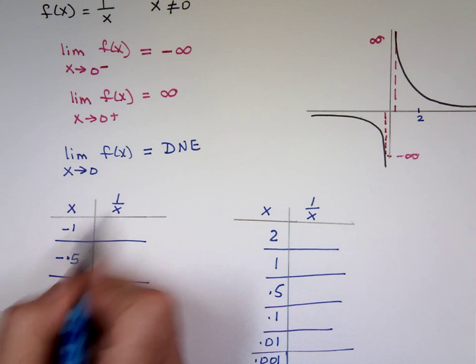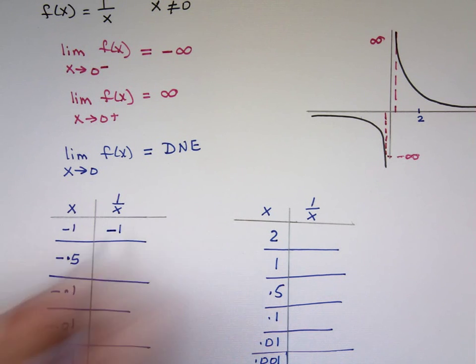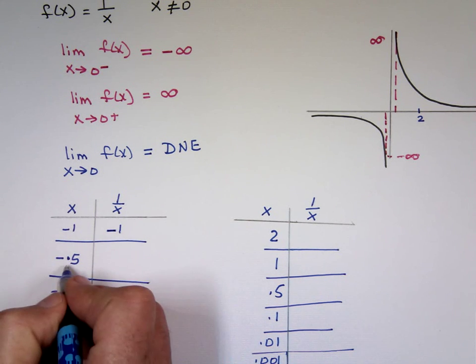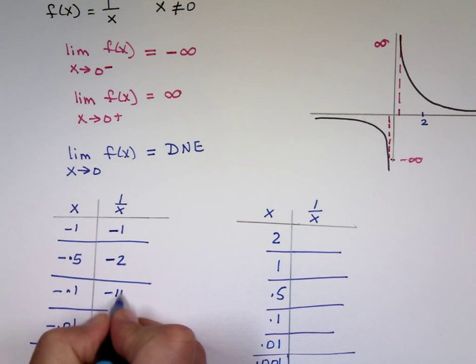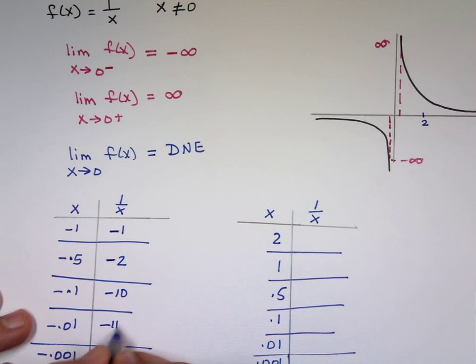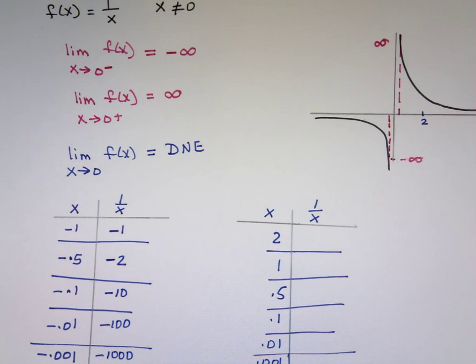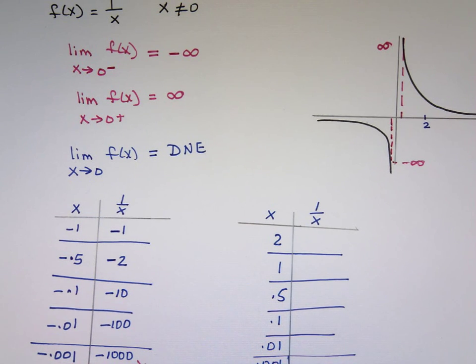One over negative 1, that's minus 1. 1 over negative 0.5, negative 2, negative 10, negative 100, negative 1,000. Where's that number going toward? Do you see it getting bigger and bigger? With the minus sign, that's negative what? Infinity. If I get closer, 0.00001, it's going to be negative 100,000. 0.0000001, negative 10,000,000.